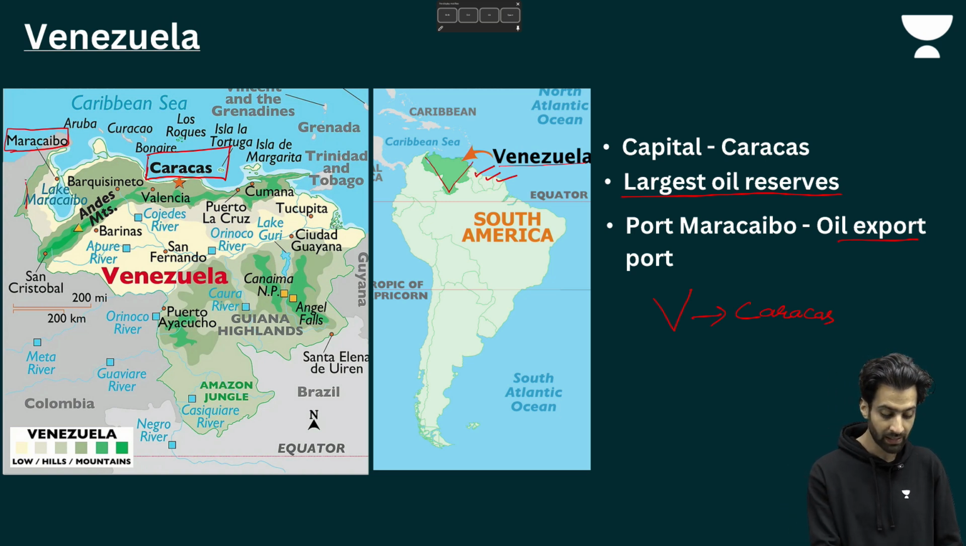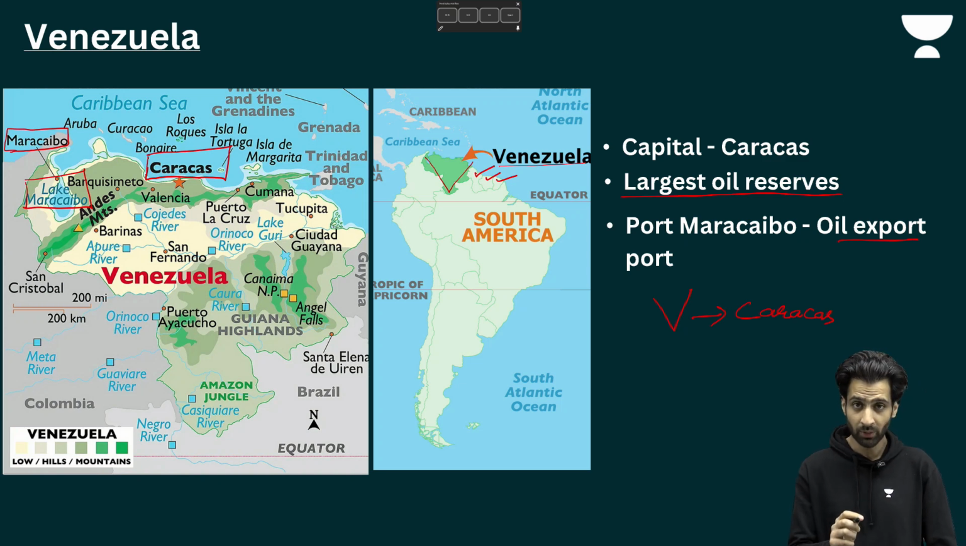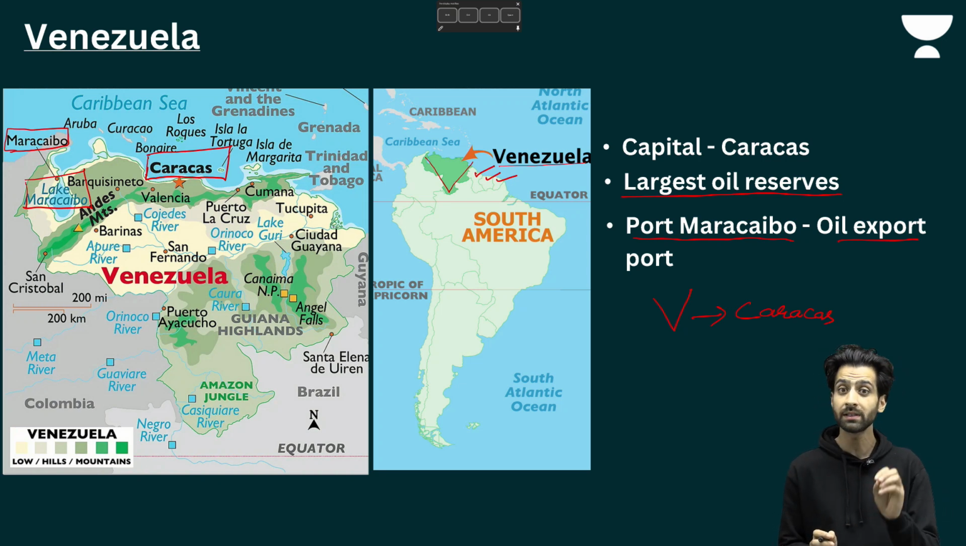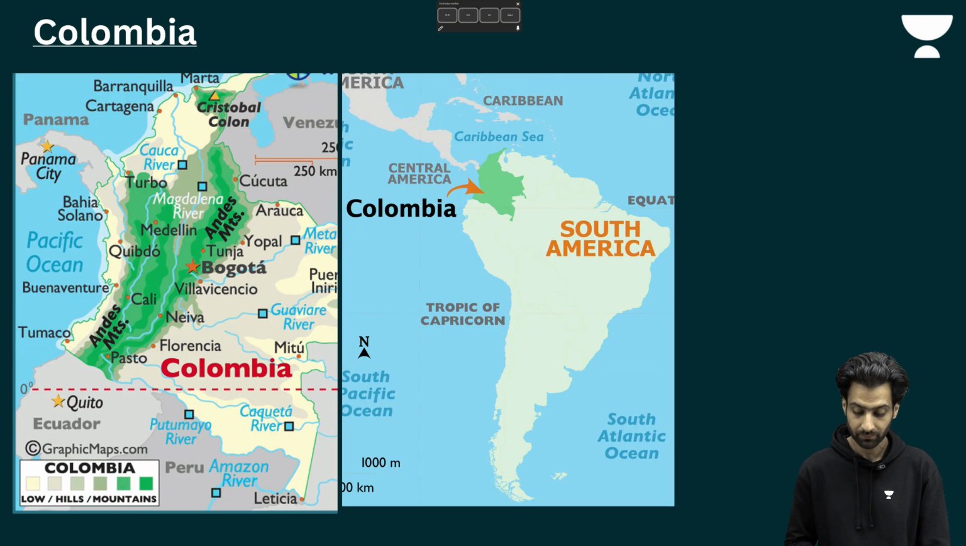And Lake Maracaibo as well. This we will study in the physical geography part. So three important things: capital Caracas, largest oil reserve, and Port Maracaibo. See, you don't have to remember every port, but whatever I am telling you here, you should know those ports because it is very important for your exams. Port Maracaibo. Clear? Let's move to next country.